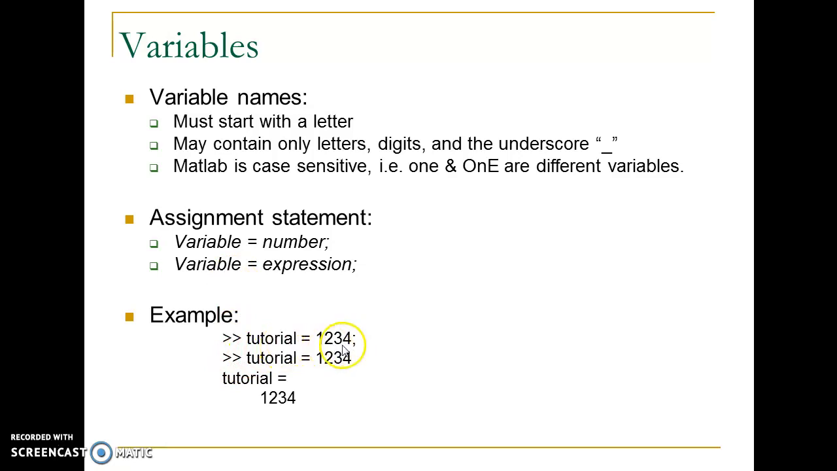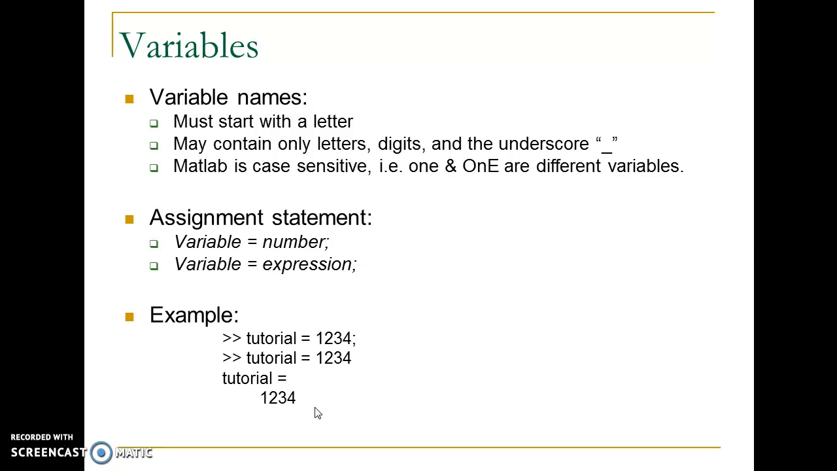tutorial = 1234; As this statement terminates with a semicolon, it doesn't show the variable value on the command window. But if I write tutorial = 1234, then tutorial = 1234 is the output. Suppose I write x = 3. It creates a 1 by 1 matrix named x and stores the value 3 in its element.